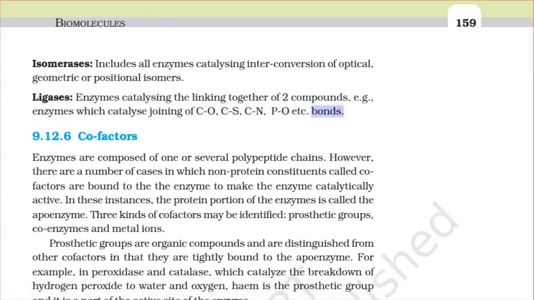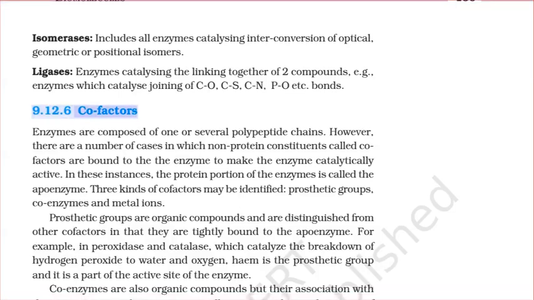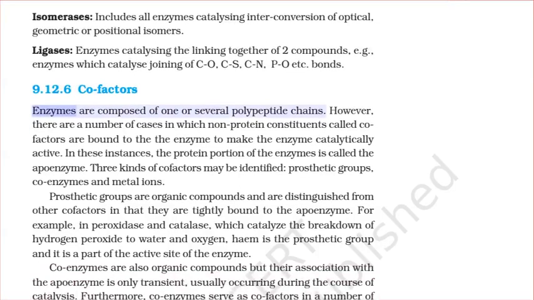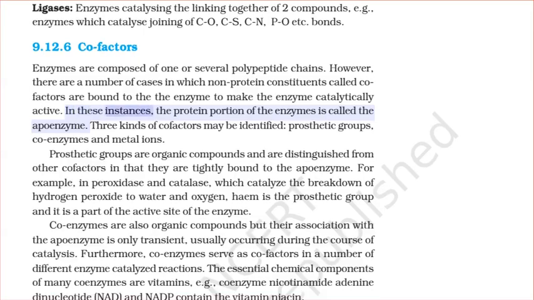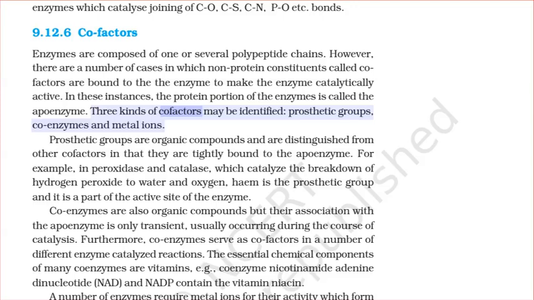bonds. 9.12.6 Cofactors. Enzymes are composed of one or several polypeptide chains. However, there are a number of cases in which non-protein constituents called cofactors are bound to the enzyme to make the enzyme catalytically active. In these instances, the protein portion of the enzyme is called the apoenzyme. Three kinds of cofactors may be identified: prosthetic groups, coenzymes, and metal ions.